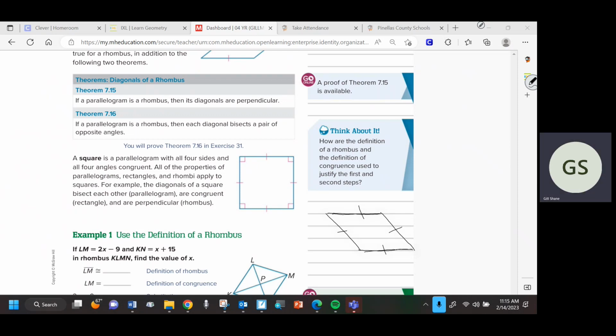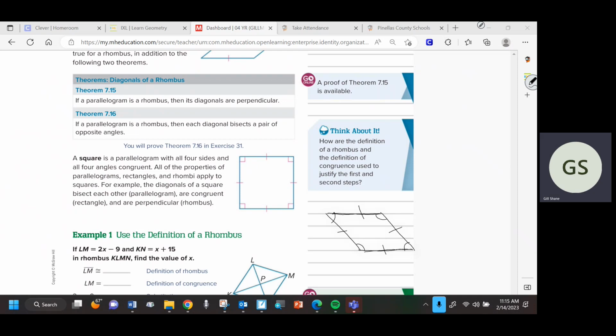So square, rhombus, all the same properties of any parallelogram. So the opposite sides are parallel. The opposite angles are congruent. The opposite sides are congruent also. It just so happens that all the sides are congruent in these two figures. In a square, you can see that there's all right angles. I'm assuming you know that. So these would be congruent.